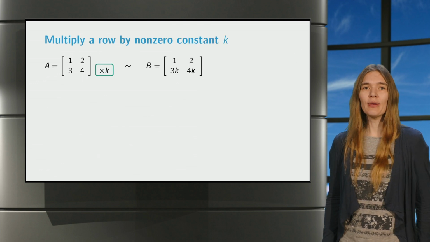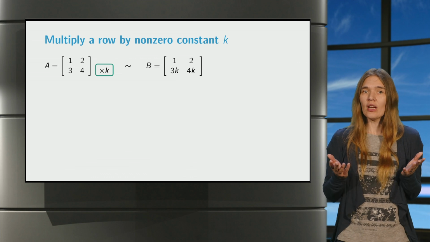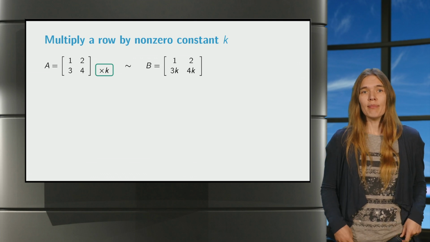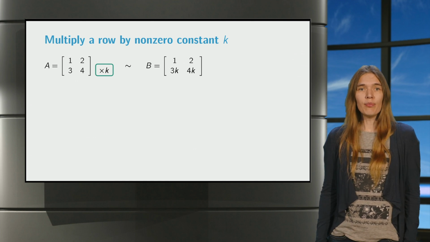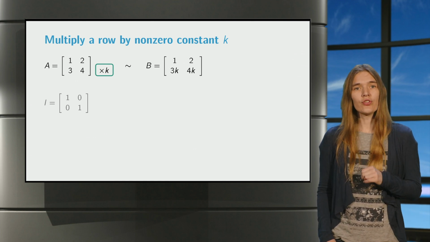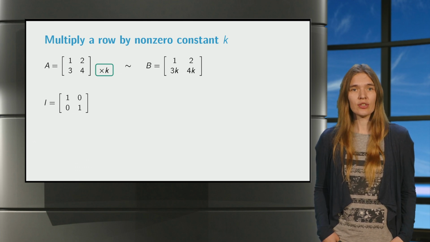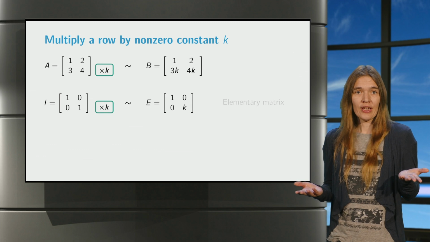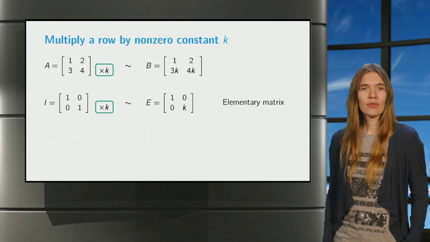Next up, multiplication of a row by a non-zero constant k. For our example, we use row 2. Matrix A on the slide is row equivalent to B. Since our example matrix has 2 rows, we construct our elementary matrix using a 2 by 2 identity matrix. Perform the row operation, and voila! Here is our elementary matrix.